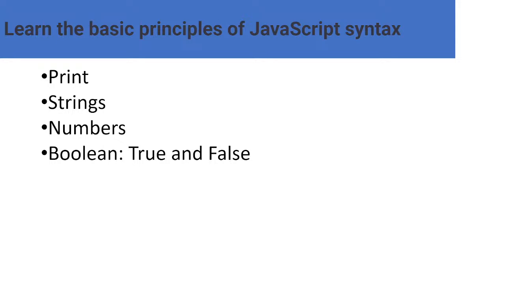So what is a string? It is a group of characters. And what is a character? A is one character, B is one character. And boolean is true and false. It mainly works with true and false.